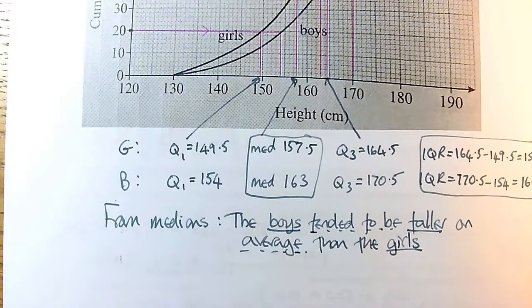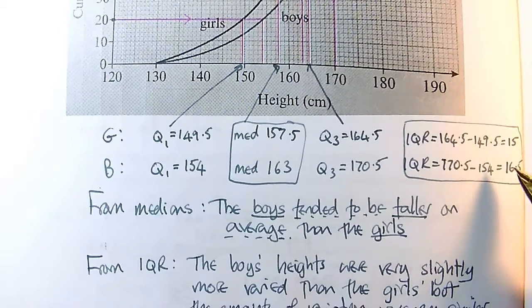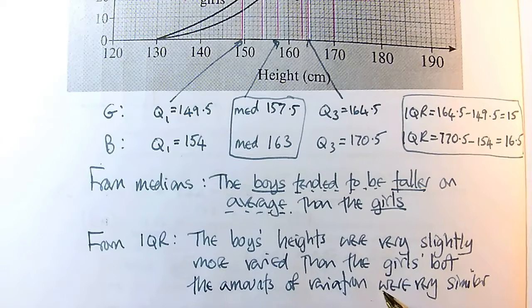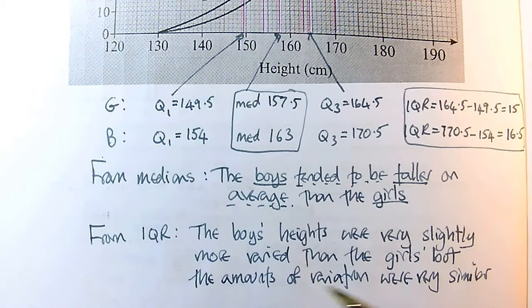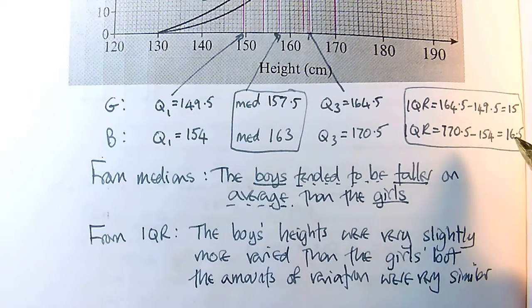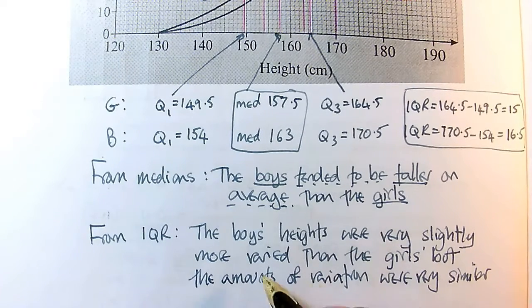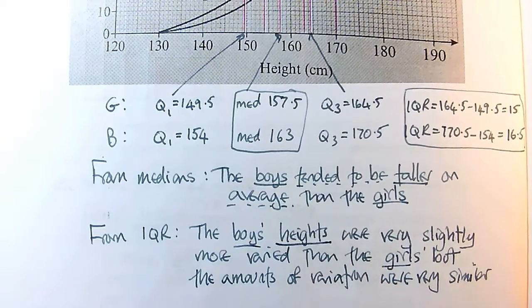And then for the interquartile ranges, it's slightly easier to express a difference. Actually, these figures are so nearly the same, I almost don't want to say there is a difference. What I've said is the boys' heights were very slightly more varied than the girls, but the amounts of variation were very similar. Okay, so it's actually easier to make the first statement about the more variation in the boys' heights, but I actually wouldn't want to leave it there because really my drawing could have created this slight difference in results. So I'm happy with those conclusions. Notice it's in context because I'm talking about heights and I'm mentioning boys and I'm mentioning girls, and I'm recognizing that this slight difference may actually not mean anything.